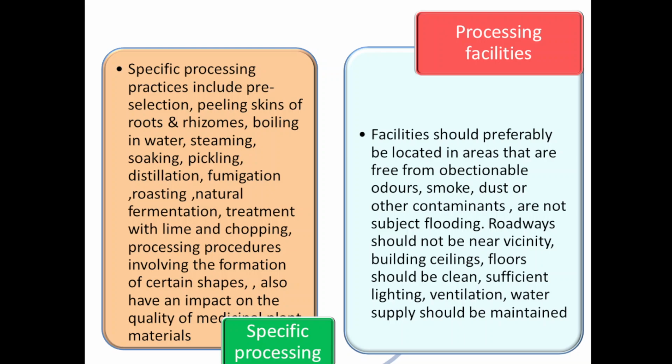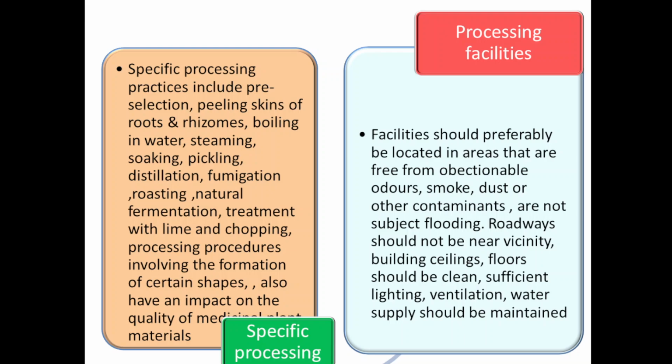So whenever specific processing is done, it depends upon the nature and type of the part of the plant as well as the nature and type of the drug. According to the nature and type of drug, to improve its quality, there are different specific processing procedures, and these procedures are applied according to the nature and type of material.